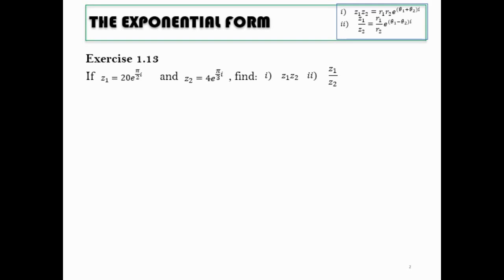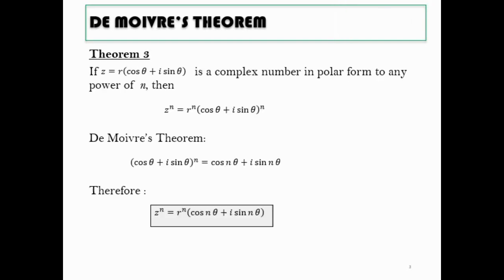Okay, next, as usual, we have to try to do this exercise to test whether you really understand this or not. Okay, this is the last subtopic in chapter 1 on complex numbers. So we have de Moivre's theorem. This theorem says if z is equal to r (cos theta plus j sin theta), a complex number in polar form, to any power of n, then z power n is equal to r to the n (cos theta plus j sin theta) to the n.